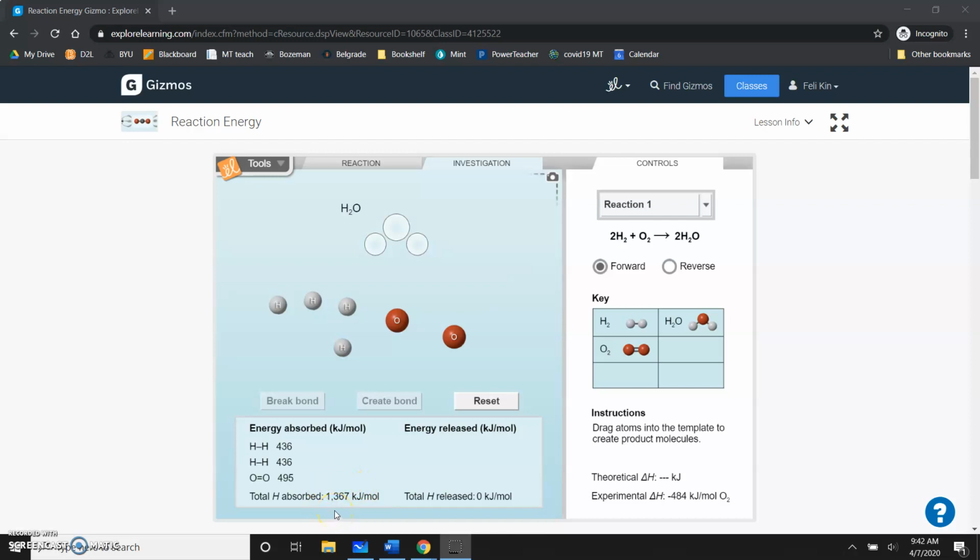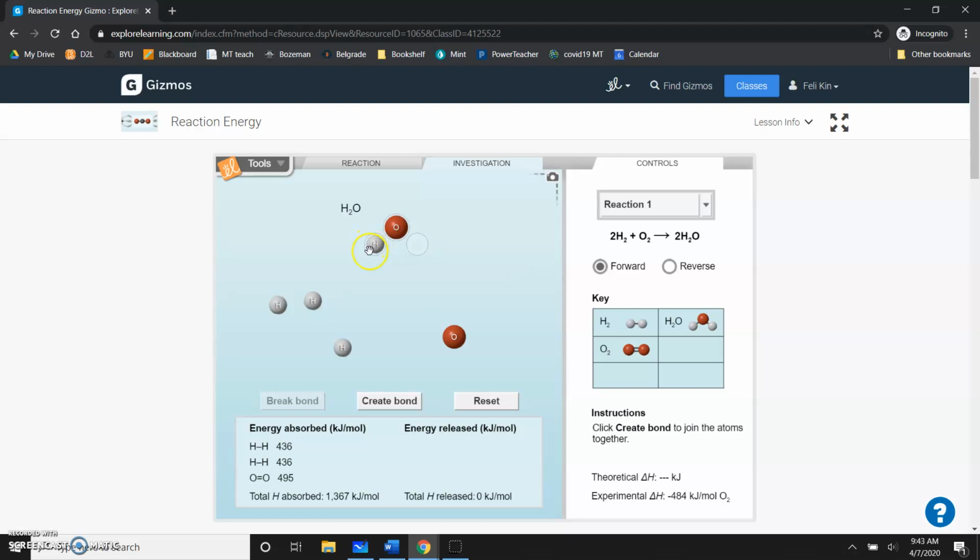Now that I've done energy absorbed, we're going to switch over to energy released by building those bonds up for your product side. And just like last time, how when we were breaking the bonds apart, we had to do it 1 bond at a time, we have to create our molecules 1 bond at a time. So we did that. Once your molecule is created, you have to pull it off your template. And then we have 1 more water molecule to do.